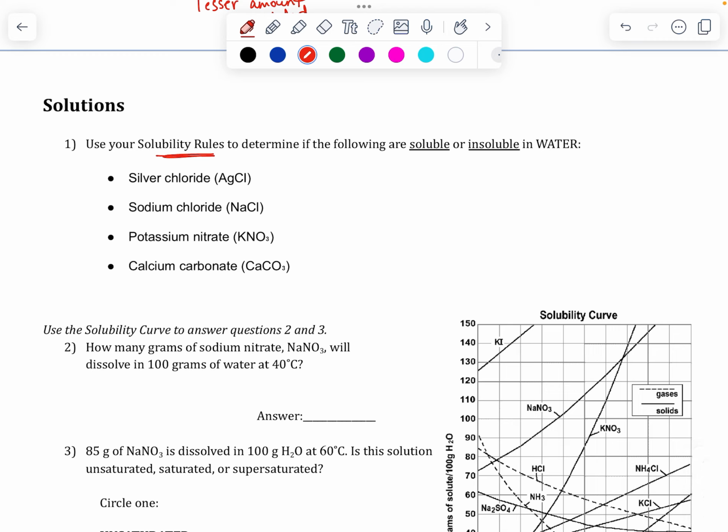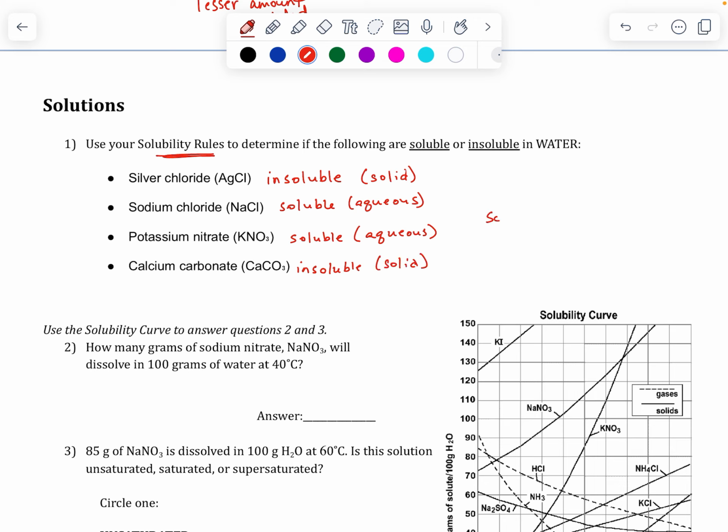So these in order: insoluble, which means it is a solid. It means that it does not dissolve. And then we have soluble for the next one, which is aqueous. We have soluble here as well. Those both, one's a nitrate, and they both have the alkali metals in them. So this is going to be aqueous as well. It dissolves. And then potassium or calcium carbonate is insoluble, which means it is a solid.